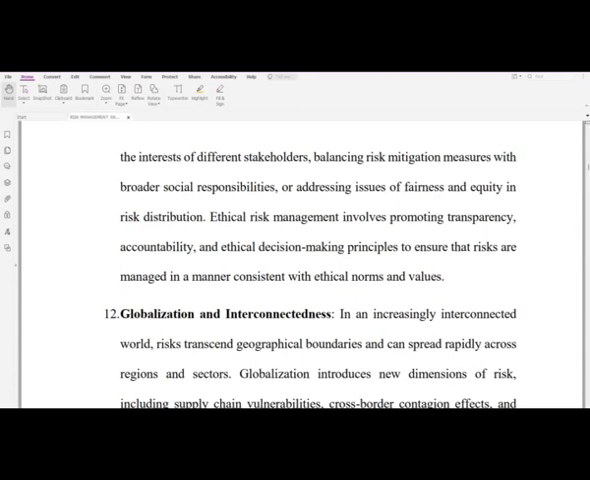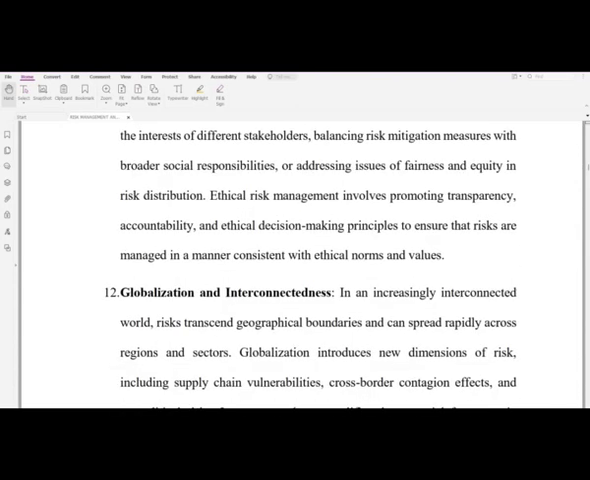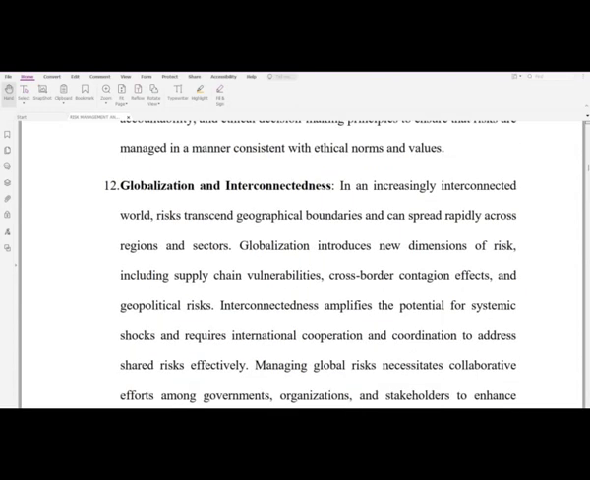Globalization and interconnectedness. In an increasingly interconnected world, risk transcends geographical boundaries and can spread rapidly across regions and sectors. Globalization introduces new dimensions of risk, including supply chain vulnerability, cross-border contagion effects, and geopolitical risk.